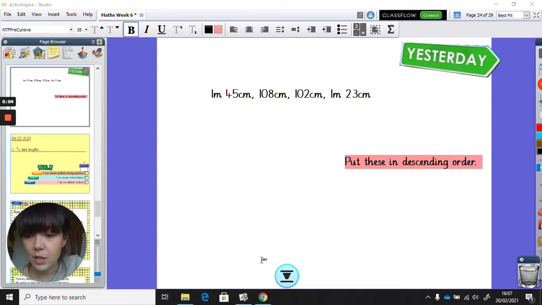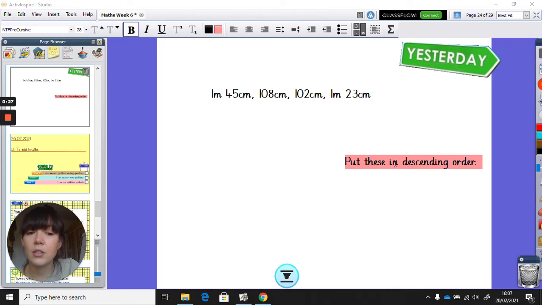So the first thing I would like you to do on your whiteboard or your piece of paper is have a look at these 4 different heights of children. I would like you to put them in descending order, so starting with the tallest and going down to the shortest. Pause the video here and have a go. Let's go through the answers.